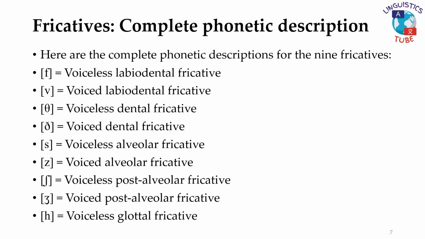Remember that there are 9 fricatives in English. On the screen now, you can see their complete phonetic descriptions. Firstly, we describe the voicing. Secondly, their place of articulation, and finally, their manner of articulation. I will now say them. F is a voiceless labiodental fricative. V is a voiced labiodental fricative.